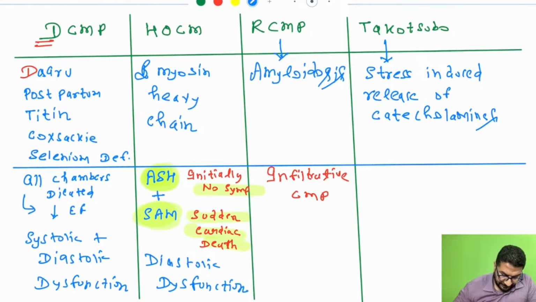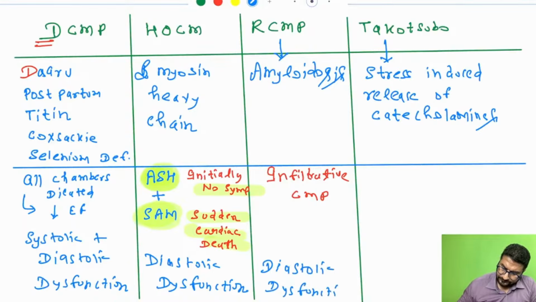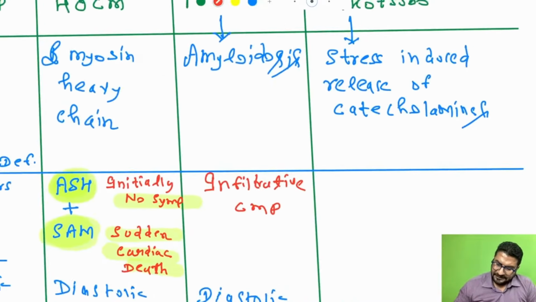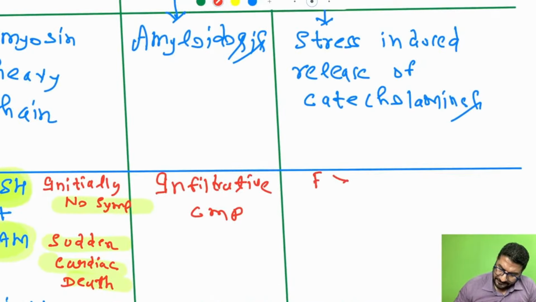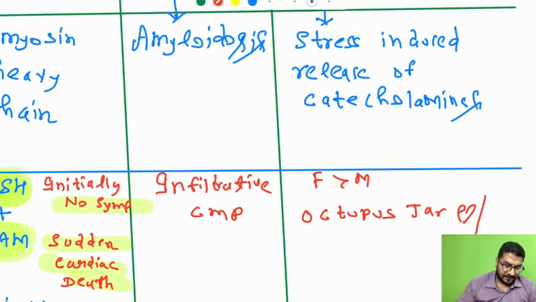Now coming to restrictive, understand this thing. Here you will see there is restriction in ventricular relaxation. So this will also cause diastolic dysfunction. Takatsubo cardiomyopathy, understand, it is the only cardiomyopathy which is common in females. बाकी सब males में common है. Here ventricles shape will become like an octopus. So we also call this octopus jar heart. We call this as broken heart syndrome.